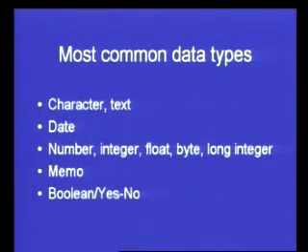And there were different data types that you can give to your fields. Let us go through some common data types. The most common data types are character, text, date, number, integer, float, byte, long integer, memo, boolean, yes or no. Now all these are common data types. Each data field has its own width depending on the RDBMS. Usually character is of 1 byte which contains 8 bits.